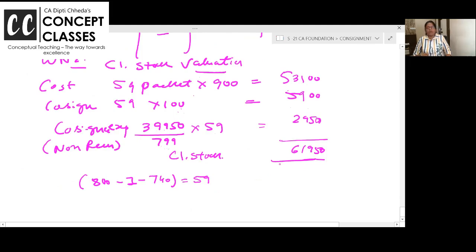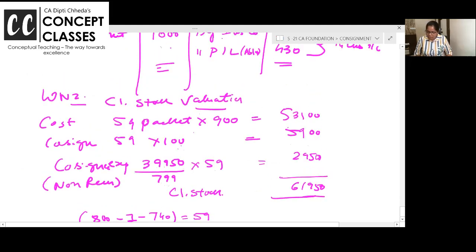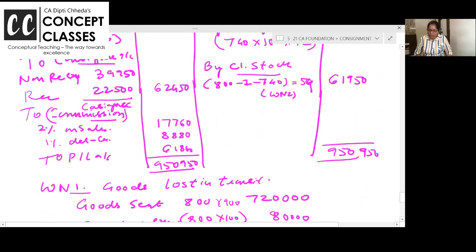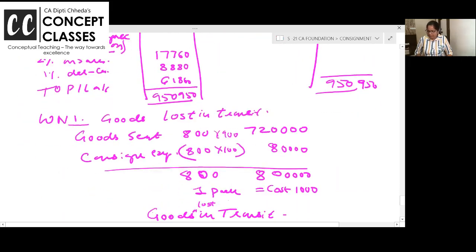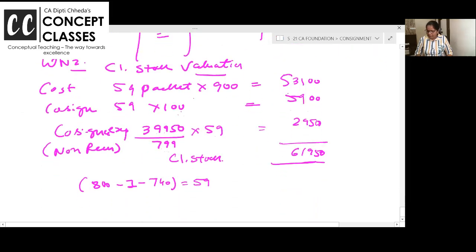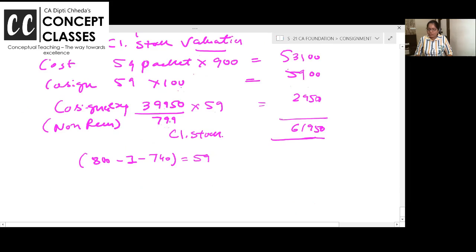And closing stock. Dear students, be careful. All the consignee's expenses I have to reimburse, but while taking closing stock, I will take only non-recurring one-time expense. That's it. And out of 800 packets, 1 packet is lost in transit and 740 packets are sold. 59 packets are still in stock with the consignee.